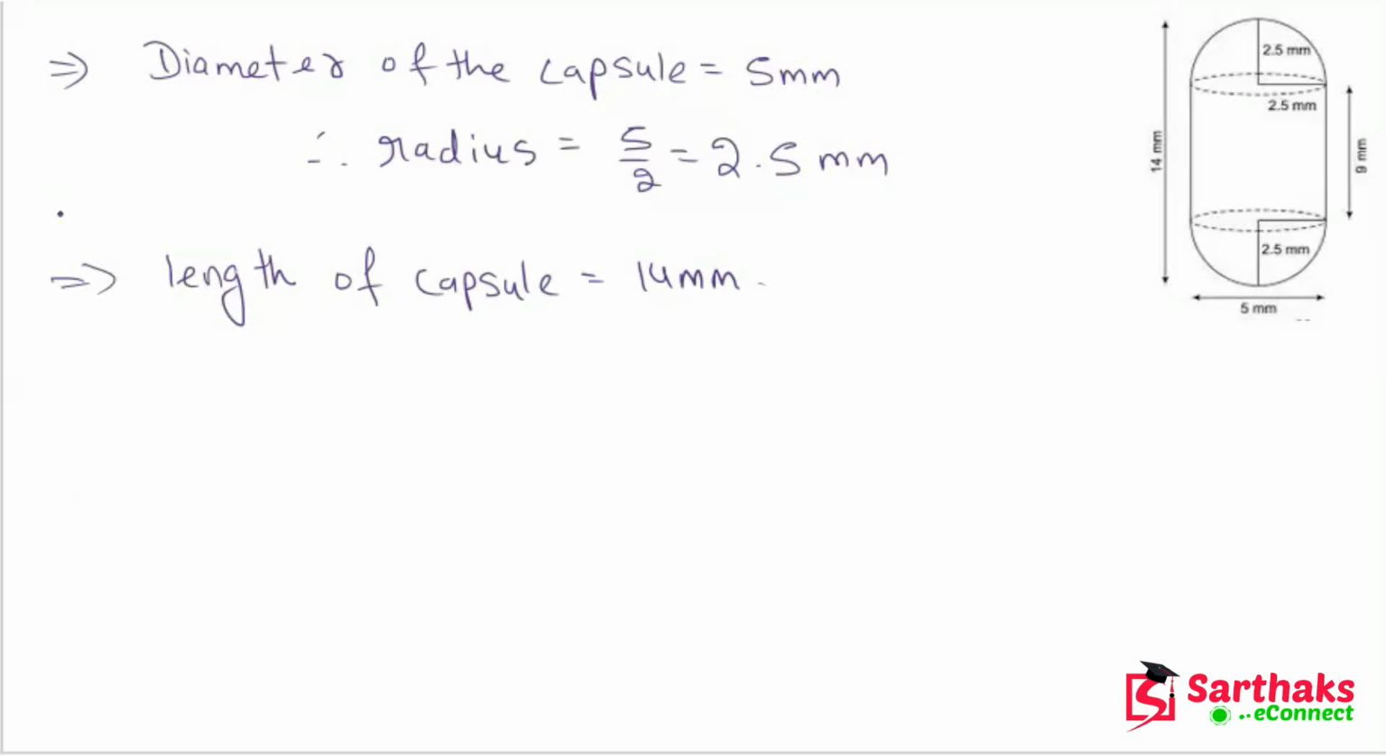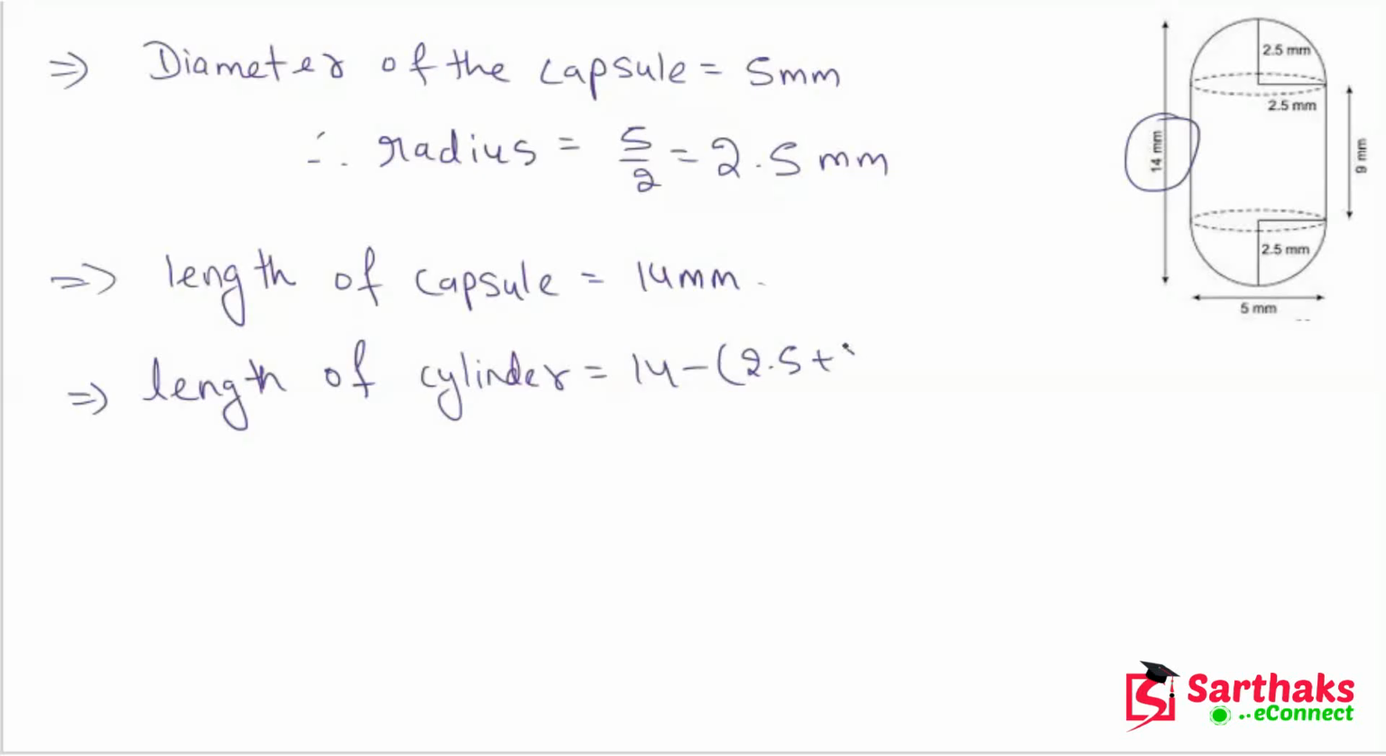So my dear friends, what is the length of the cylinder? If you observe this, for the length of the cylinder, you subtract 2.5 from the upper side and 2.5 from the lower side from the 14 mm. So 14 minus 2.5 minus 2.5, which equals 14 minus 5, which equals 9 mm.